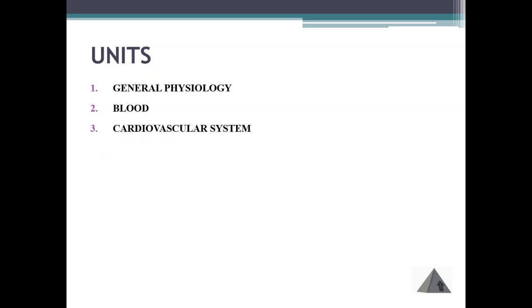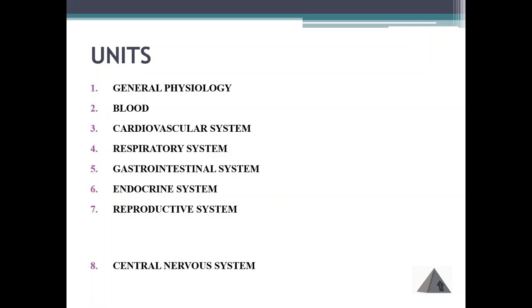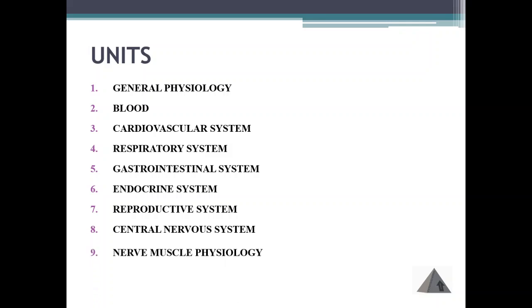These are the topics in human physiology, with units such as general physiology, blood, cardiovascular system, respiratory system, so how inspiration and expiration go on in the lungs and how it works. After that, the gastrointestinal system, endocrine system, reproductive system, central nervous system, and also nerve muscle physiology. And finally, the special senses.